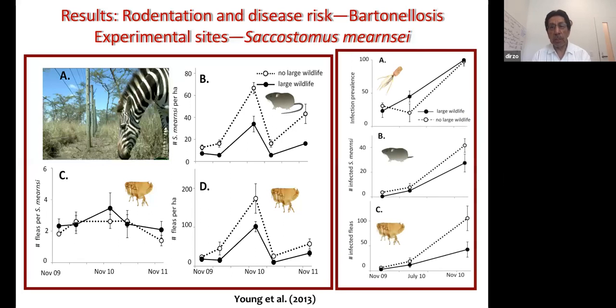And now, if you look at the panels on the right-hand side, I would like to draw your attention particularly to panels B and C, which show the absolute number of infected rodents in panel B, infected by this disease, Bartonella, and in panel C, the number of infected fleas. Again, as you can see, depending on the particular time of the year, at some point the abundance of infected rodents and infected fleas can be very much higher in the situations where we have experimentally created a defaunation situation. And now you see that the risk of disease for this particular pathogen can be essentially multiplied by two or even a little bit more than two.